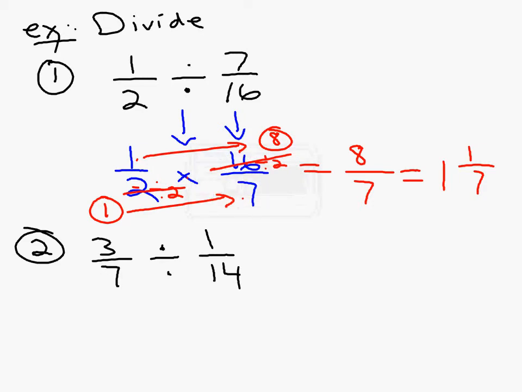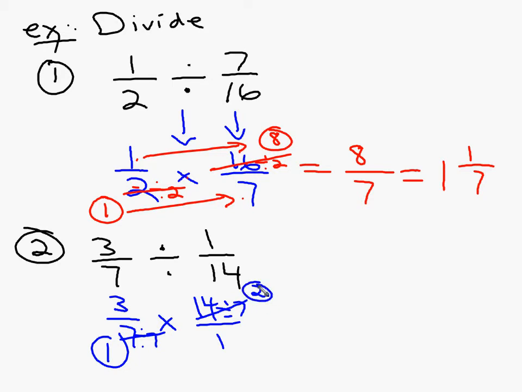Okay, I think most of you did a good job. This is going to become 3/7 times 14 over 1. Now it's just a regular multiplication with fractions problem. So I look to factor. I can divide both of these by 7. That becomes a 1. This becomes a 2. I can't do anything with 3 and 1 since there's a 1 there. So I multiply 3 times 2, which is 6. And 1 times 1, which is 1. 6 over 1 is 6.